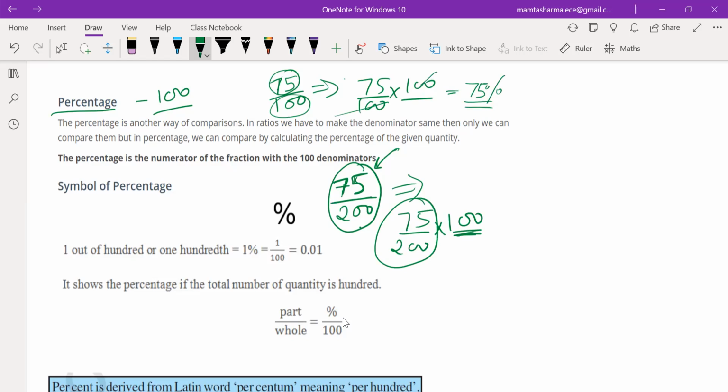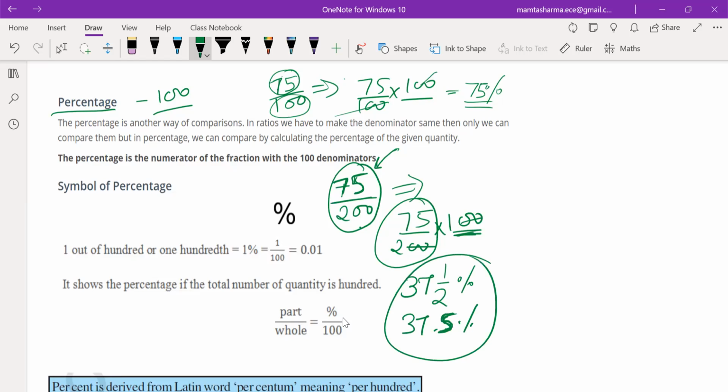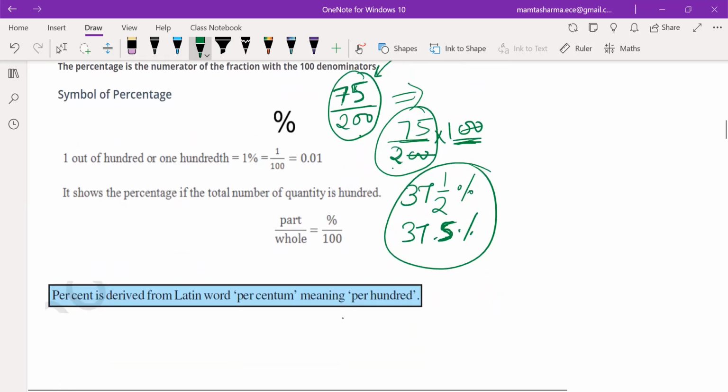In the second one, 0 will get cancelled out. 75 by 2 is 37.5%. 37.5% or 37.5, both are same. Correct. How 37.5? 75 by 2 is 37.5. Yes, ma'am. So this is the method of taking percentage. Multiply this by 100.